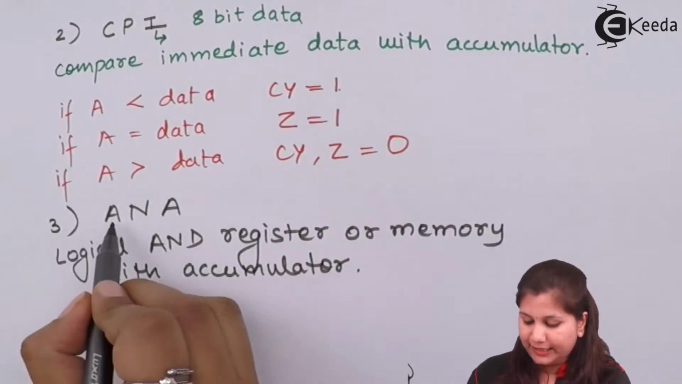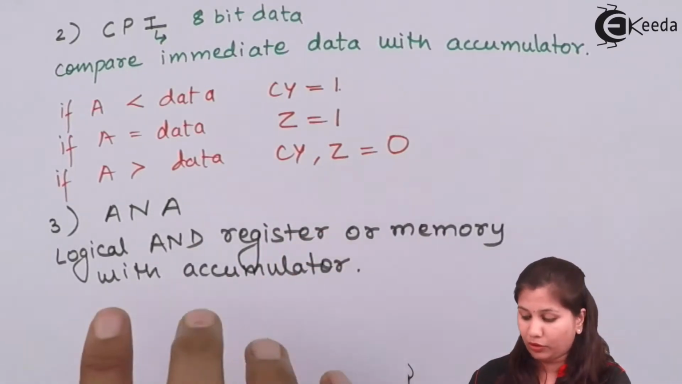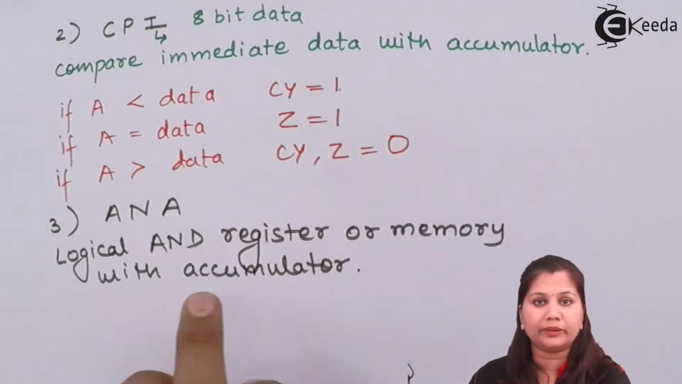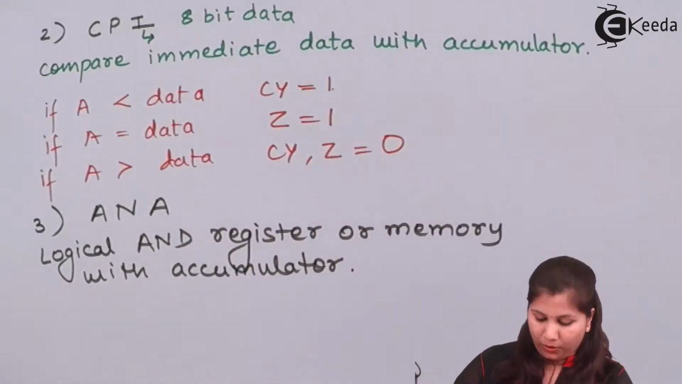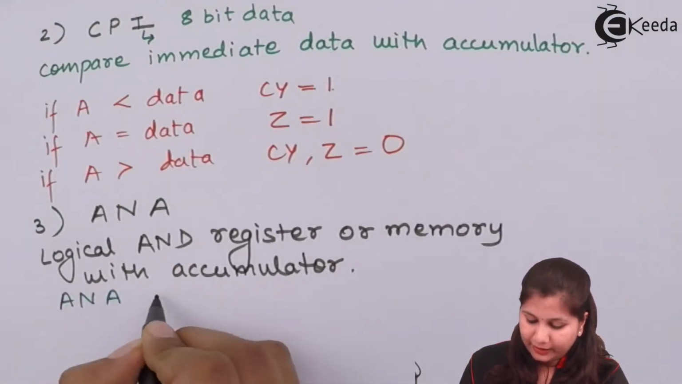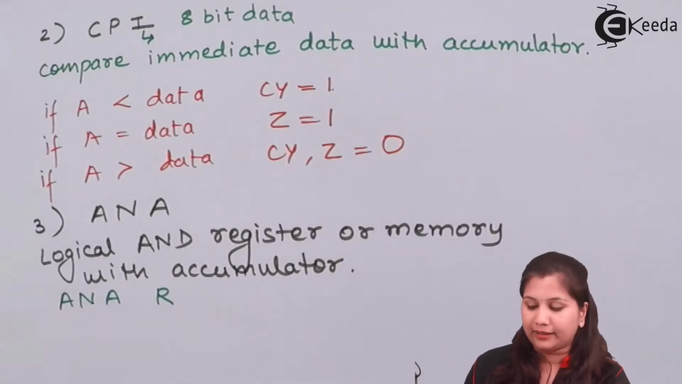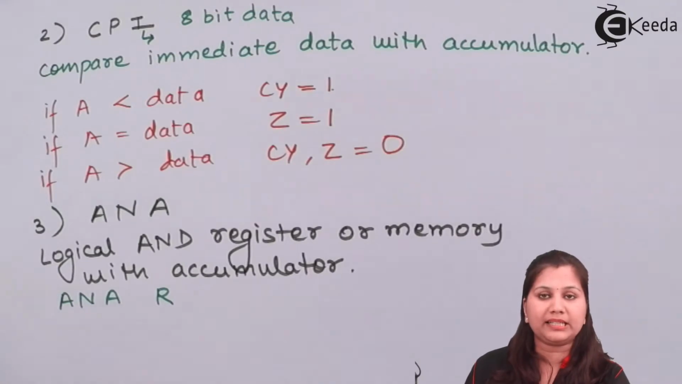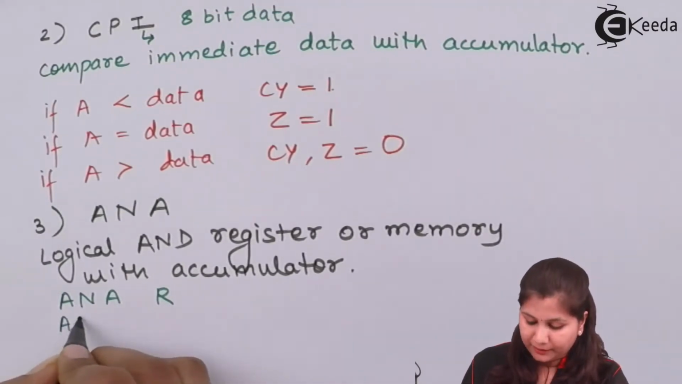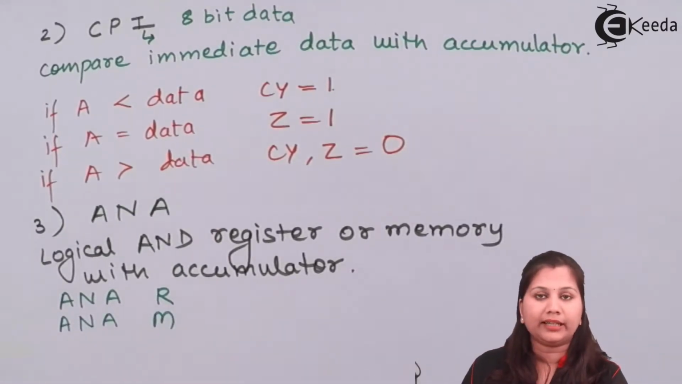So if it is ANA, then it is going to logically AND the contents of the register or memory with the accumulator. If we are using a register, we will write ANA and the register, that means any of the registers B, C, D, E, H, L. If we are using the memory, then we will write M here.